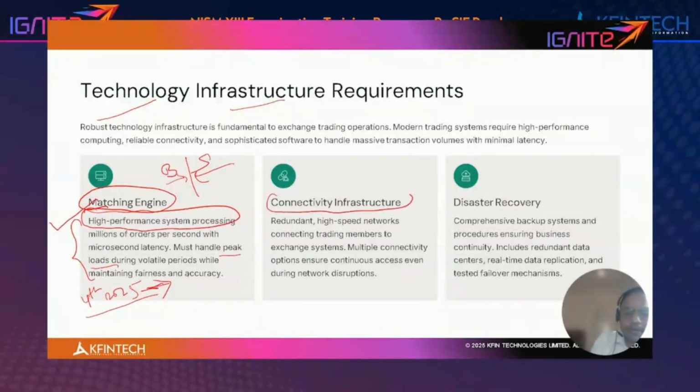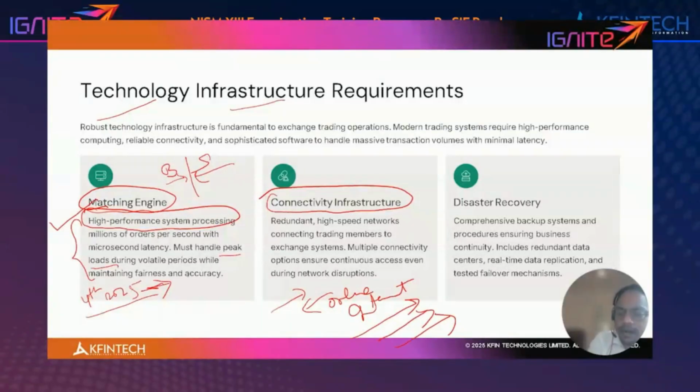Connectivity infrastructure, obviously this is a no brainer because all transactions are happening through online channels. So good internet connection, high speed network, all these things are required. And what is disaster recovery? Disaster recovery is, suppose the exchange is located in Mumbai. The exchange is located in Mumbai and there is an earthquake in Mumbai.